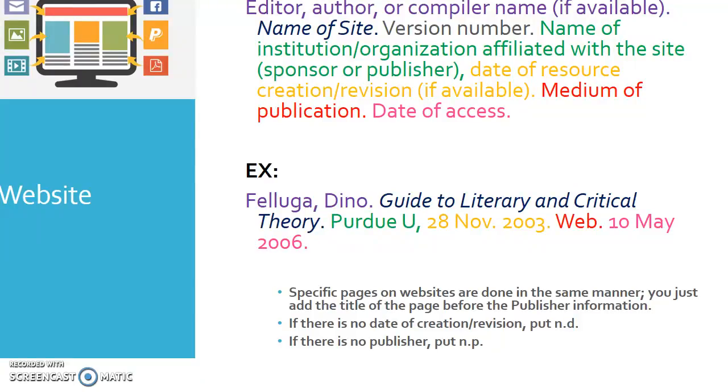A website. Editor, author, or compiler's name. So whoever wrote or created the article. The name of the site, the version number, name of the sponsor, the institution or organization, the date of resource, the medium of publication, and the date of access. So this one's going to be a lot more information, and you may not have everything. You may not have a version number, and that's fine. But you need to put down as much information as you can.